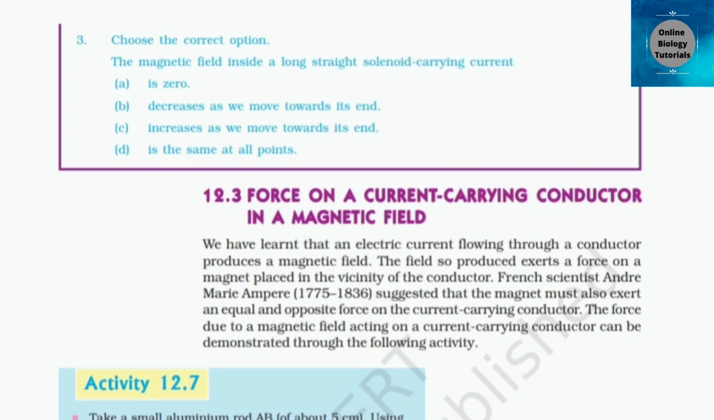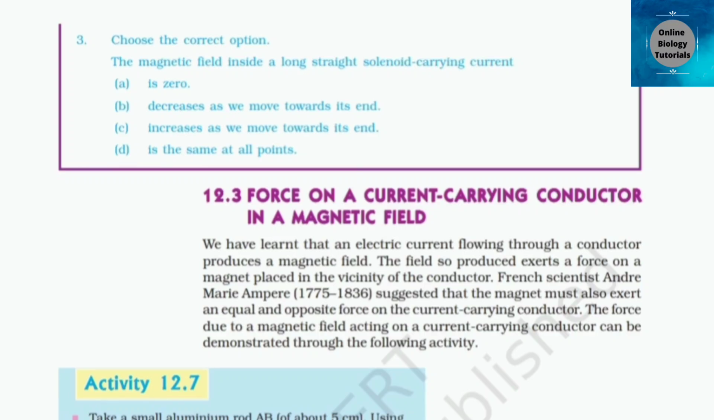We have learnt that an electric current flowing through a conductor produces a magnetic field. The field so produced exerts a force on a magnet placed in the vicinity of the conductor. French scientist André-Marie Ampère (1775–1836) suggested that the magnet must also exert an equal and opposite force on the current-carrying conductor. The force due to a magnetic field acting on a current-carrying conductor can be demonstrated through the following activity.